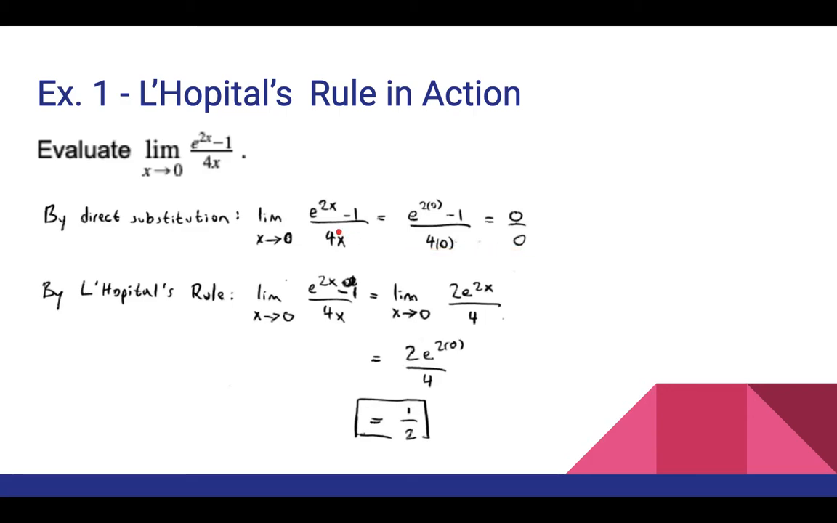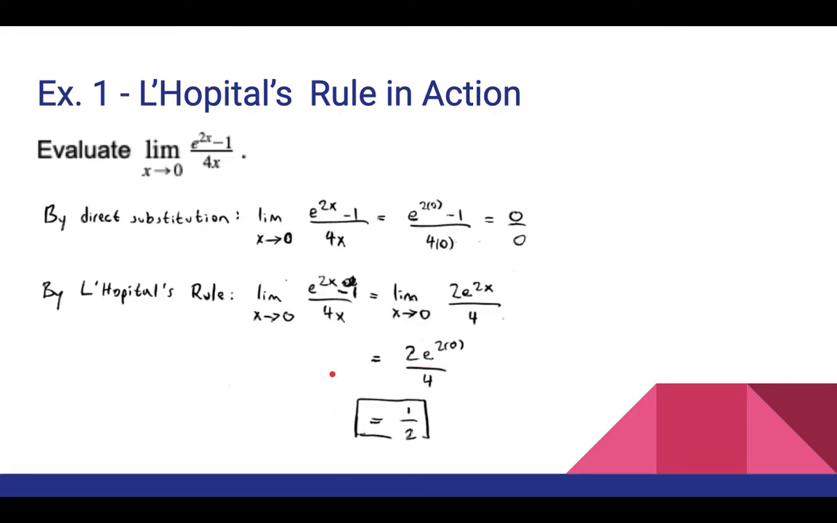We take the derivative of the numerator, which in this case is going to be 2 times e^(2x) by applying the chain rule, and we take the derivative of the denominator. The derivative of 4x will just be 4, and now we can take the limit as x approaches 0 without getting an indeterminate form. So now we're perfectly fine. We can plug in x equals 0 directly here in order to get 2 times e to the 0th power divided by 4, or 2 divided by 4, which gives us 1/2.